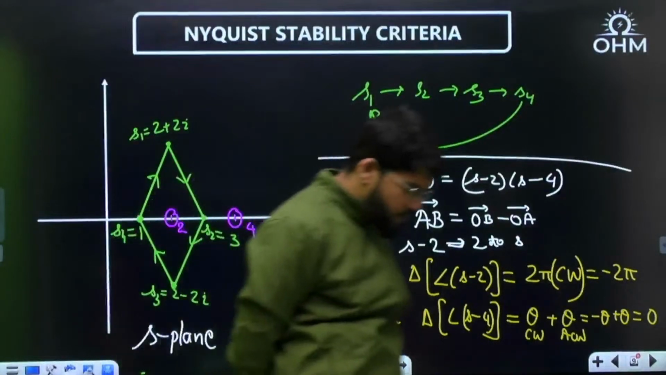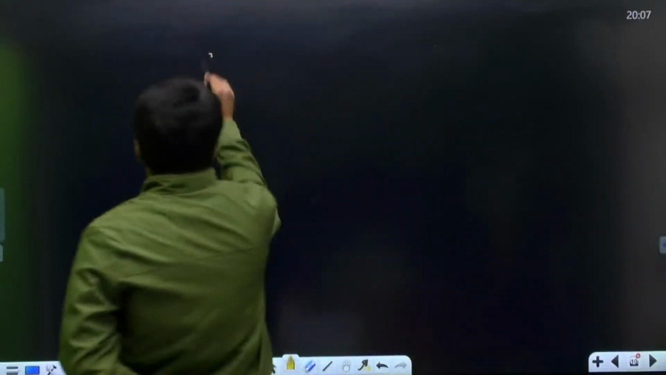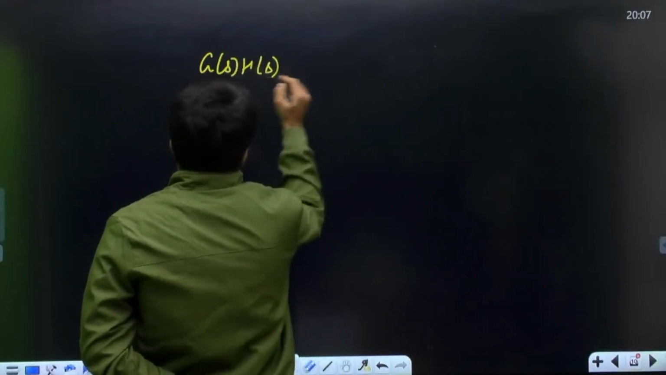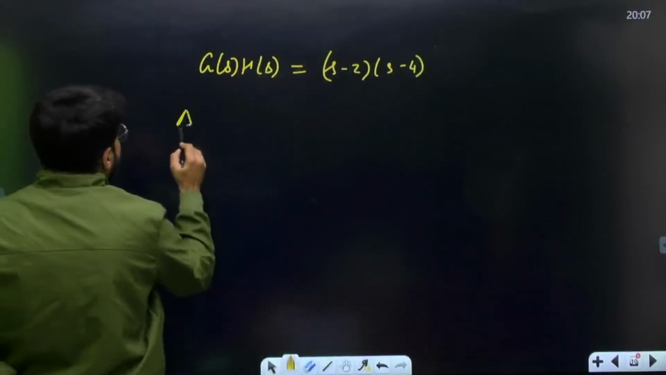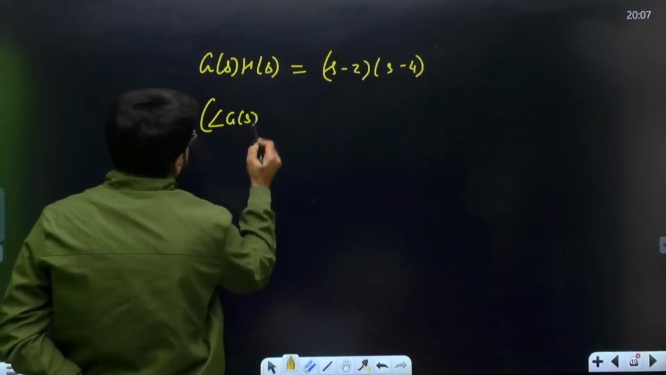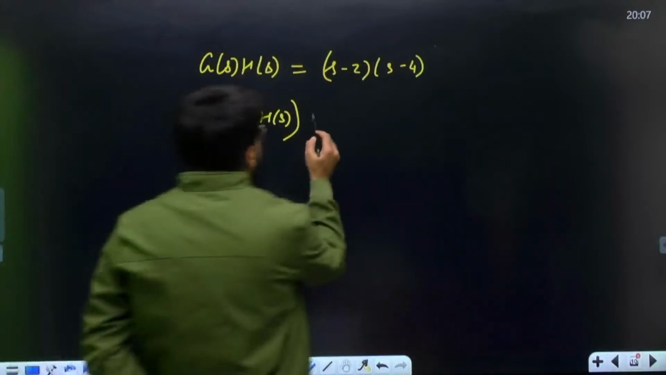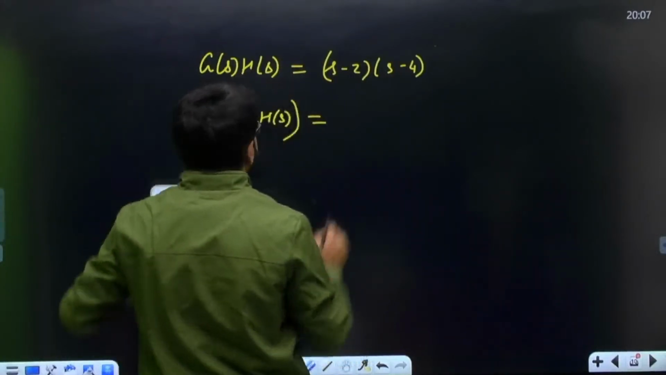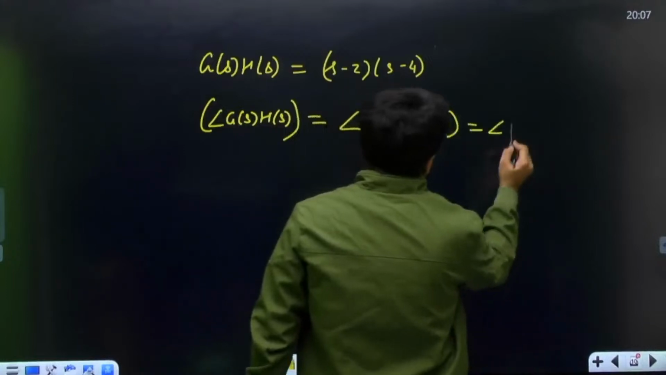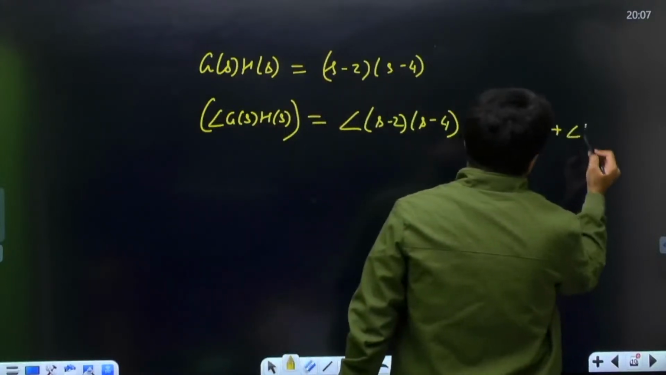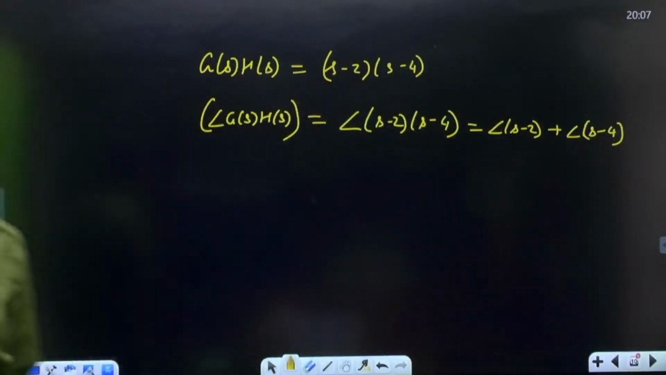Now if I talk about this function G(s)H(s), which is (s minus 2)(s minus 4), and the phase of G(s)H(s), how much will be the change in angle of G(s)H(s)? First of all, let us write down the angle of G(s)H(s) expression. It is equal to angle of (s minus 2)(s minus 4), which is further equal to, whenever two complex terms are multiplied, their phase will be added, we know. In the phasor form, the phase is added: angle of (s minus 2) plus angle of (s minus 4).